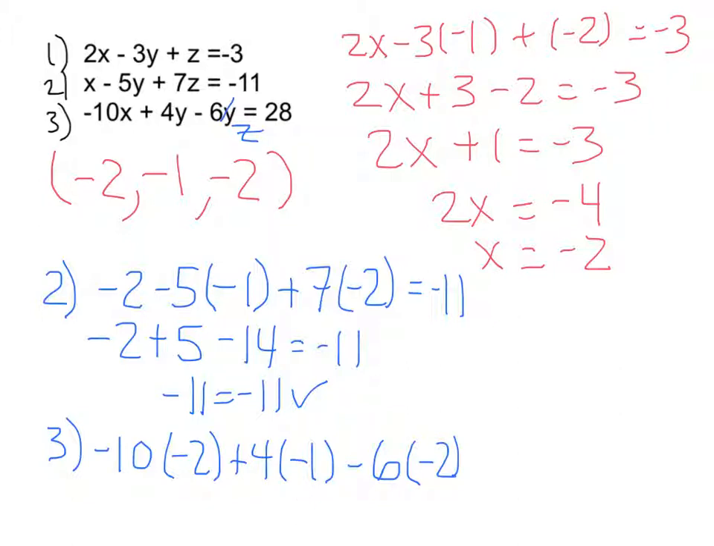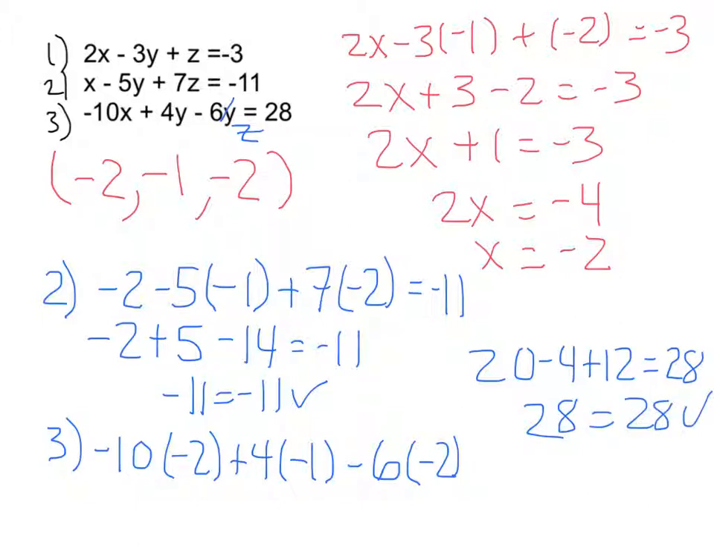We get 20 minus 4 plus 12 equals 28. Sorry, that should be 20 minus 4 plus 12. So 16 plus 12 is 28. So here is our solution to the system, negative 2, negative 1, negative 2. And we plugged it into all three equations, so we know it works.